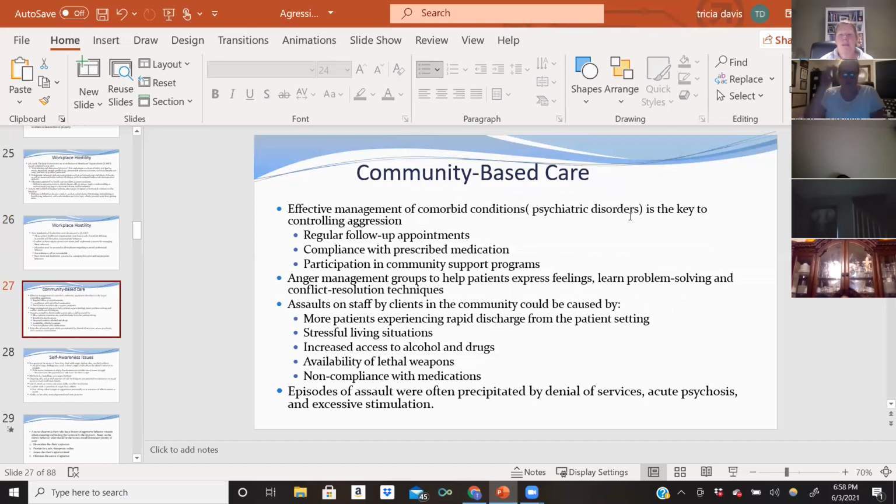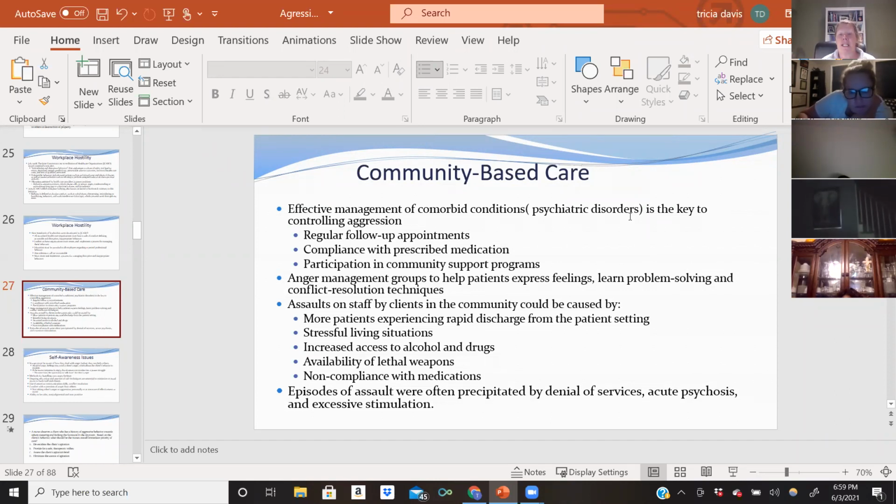All right, so community-based care. In order for us to effectively control aggression in patients, we have to manage their psychiatric disorders. That means that patients in the community have to regularly follow up to their appointments. In most cases, especially when they're first being managed and they're starting initial medications, we know from our previous lectures that they have to keep coming back to the doctors to reevaluate that medication. Is it working? Do we need to up the dose? Do we have to lower it because you're having too many side effects?